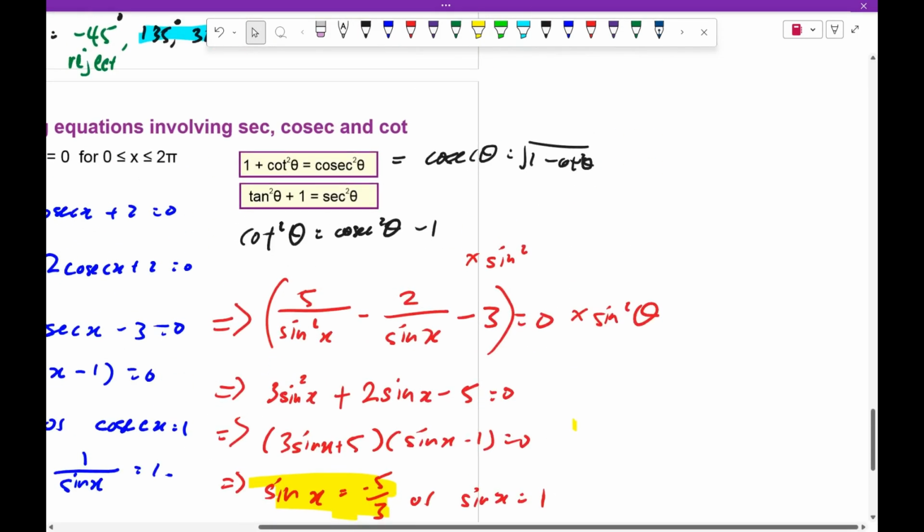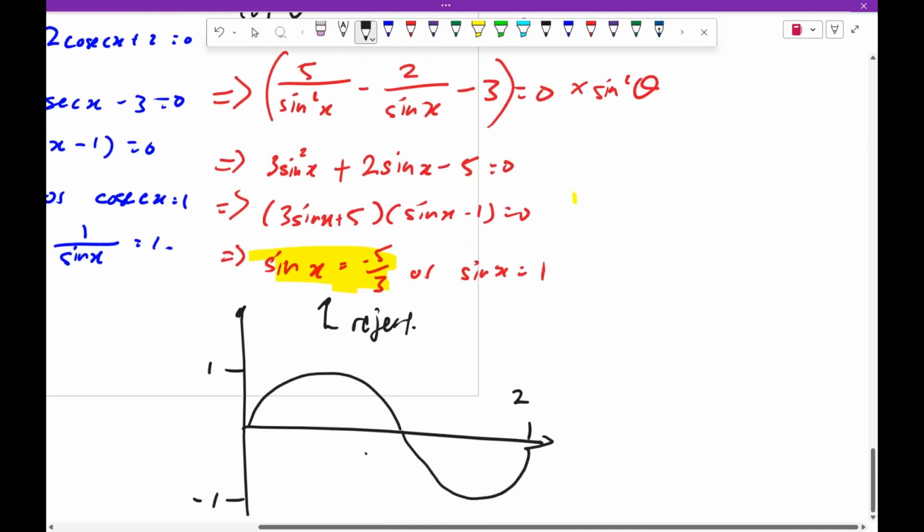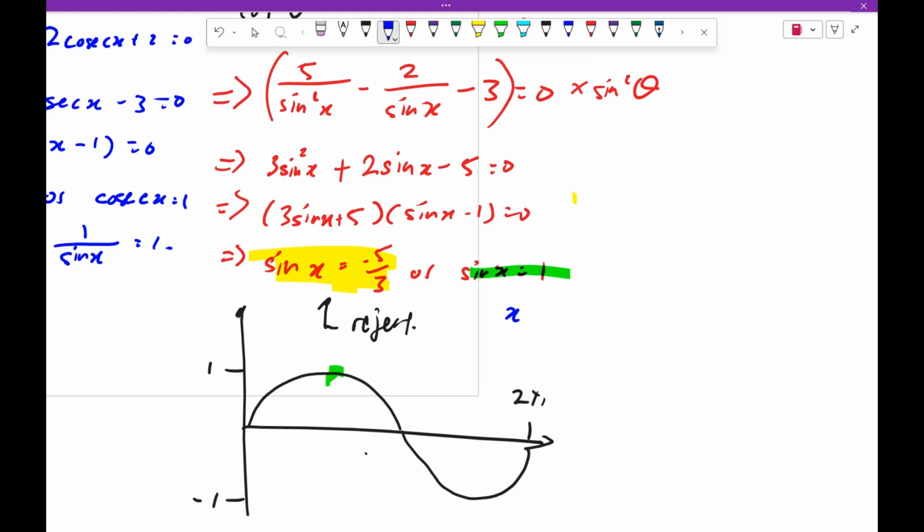Now, since it's asking for 0 to 2 pi, how many solutions of sine x equals 1 exist? It's only 1. Okay, I'm going to use a different color. So this only has one answer, which is when x equals, since it's radian, pi over 2. Done.